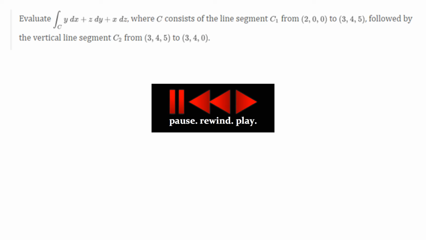Here's another problem to consider. Evaluate. Now this is a different C. This C consists of two line segments. A line segment going from this point to that point, and then followed by a vertical line segment, which is C2, going from this point, which is where this one ended, to the next one. So you see you have to break this up into two integrals, but the integrand is going to be y dx plus z dy plus x dz. You know what to do. Let's see how you did.